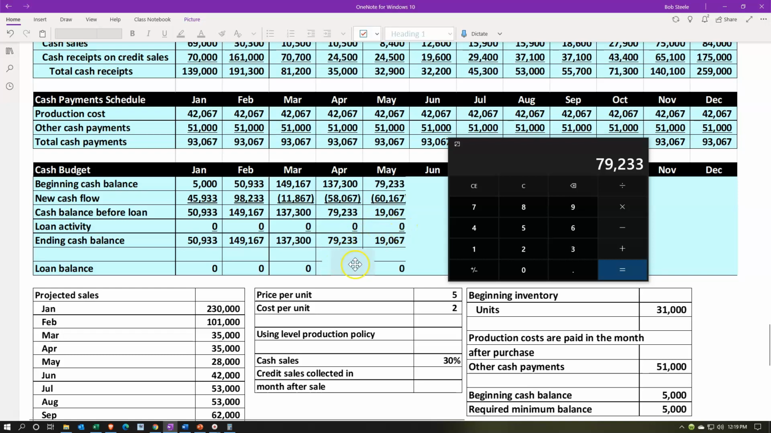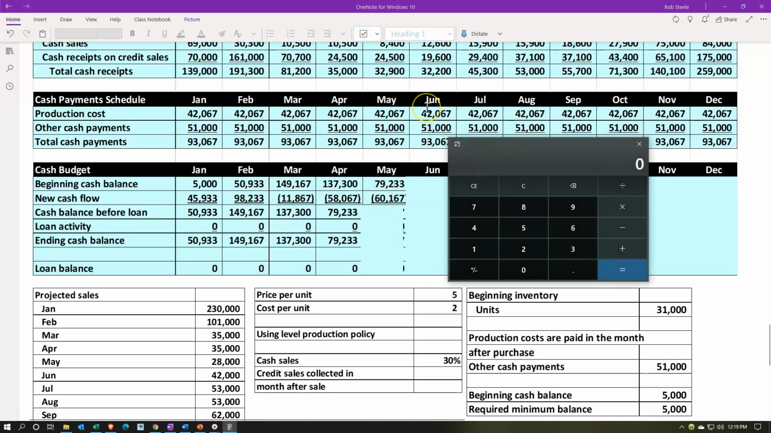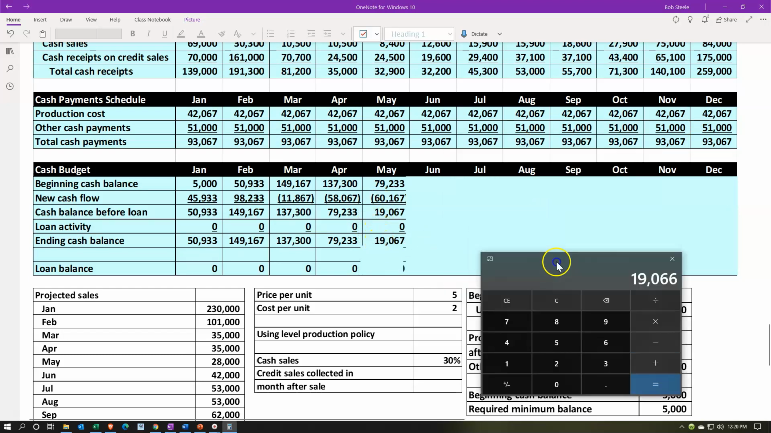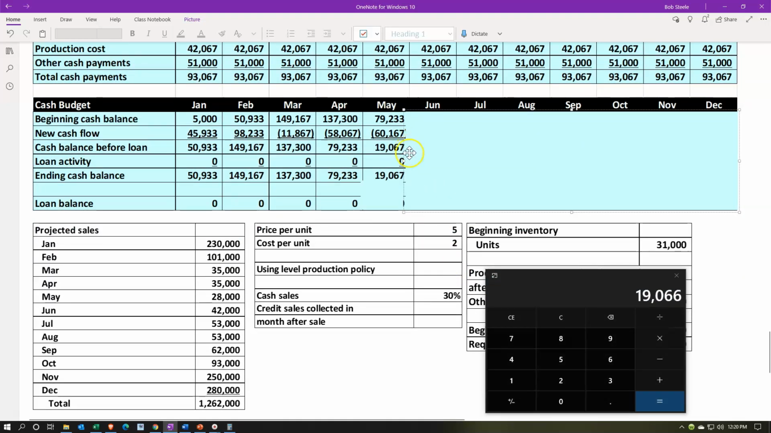So let's move on over to May. In May, we've got the same beginning balance as the ending balance for the prior month. We've got the change here, which is the 32,900 minus the 93,067. And then if we add that to the beginning balance plus the 79,233, we're going to get the 19,067. Once again, that's over the 5,000, so we don't need any loan that's going to be taken out. So let's move on to the next one here.